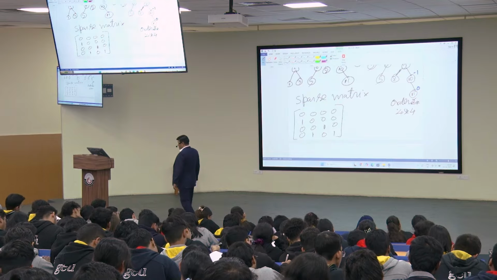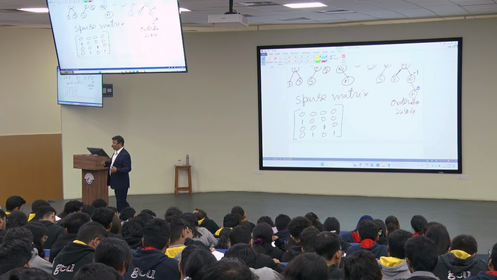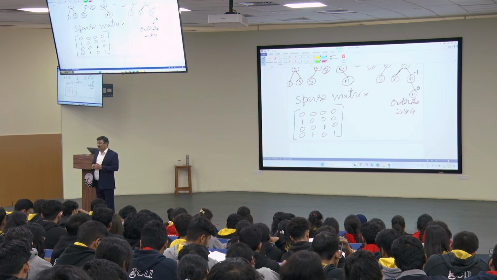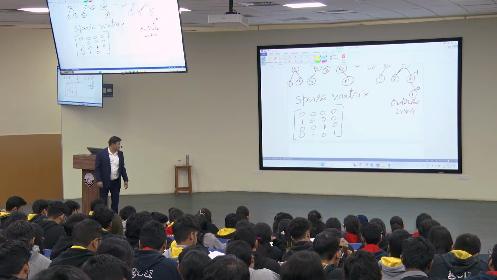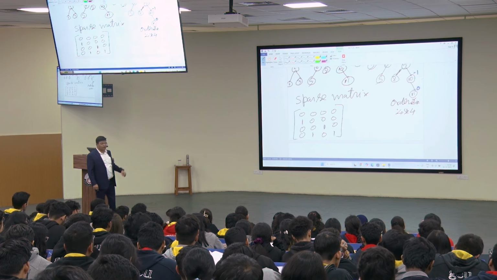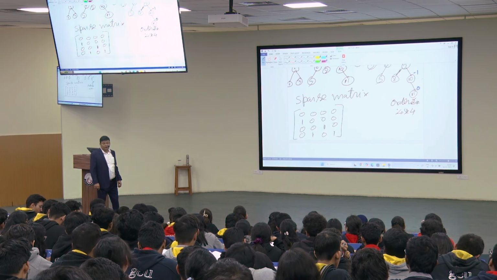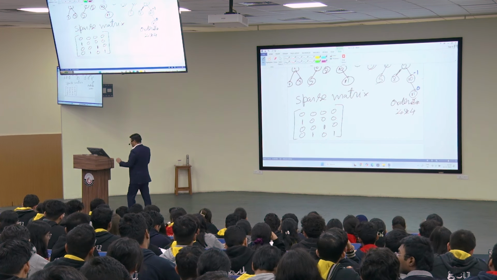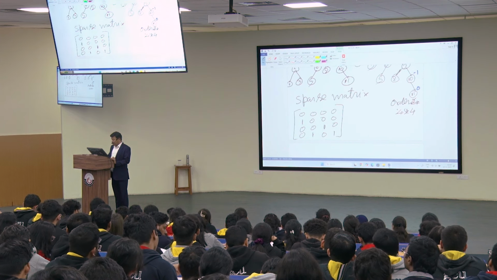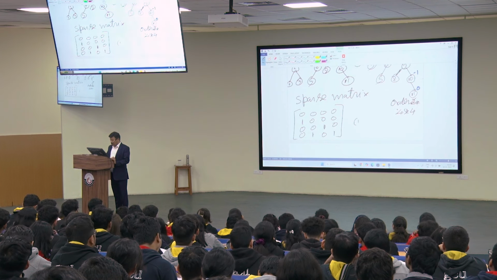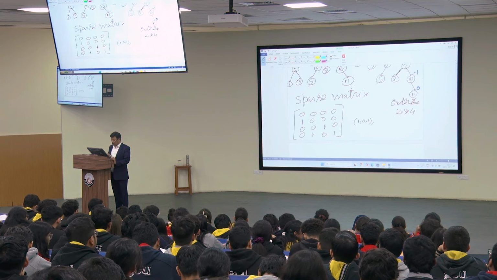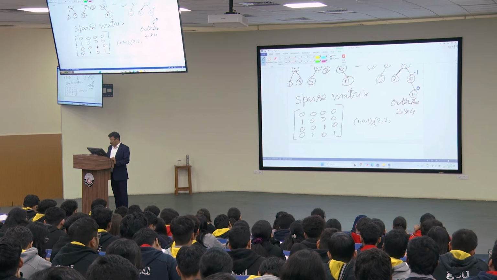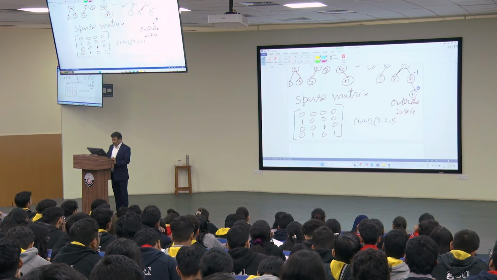So if we are going for a normal representation, we require representation for 16 elements. Now if we go for sparse representation, I will require representation for only 4 elements. I will say row number 1, column number 0, element is 1. So I just have this type of representation. Then row number 2, column number 0, 1, 2, element is 1.